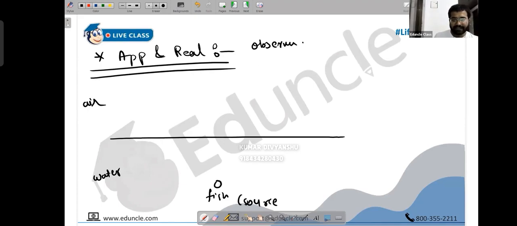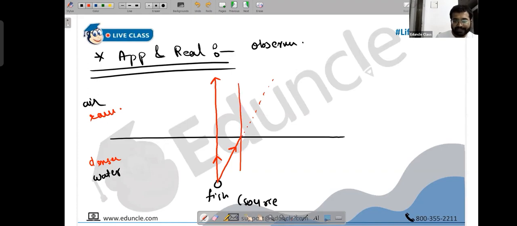Remember that the fish, since it's a source, emits light in all directions. One ray will go along the normal and go undeviated. Another ray will go like this, but you are going from the denser medium to the rarer medium, water to air. So the ray is not going to go straight. How does it bend? Away from the normal. So instead of bending towards the normal, it will bend away from the normal. Similarly, if a fisherman is standing here, the ray will come like this to the fisherman.